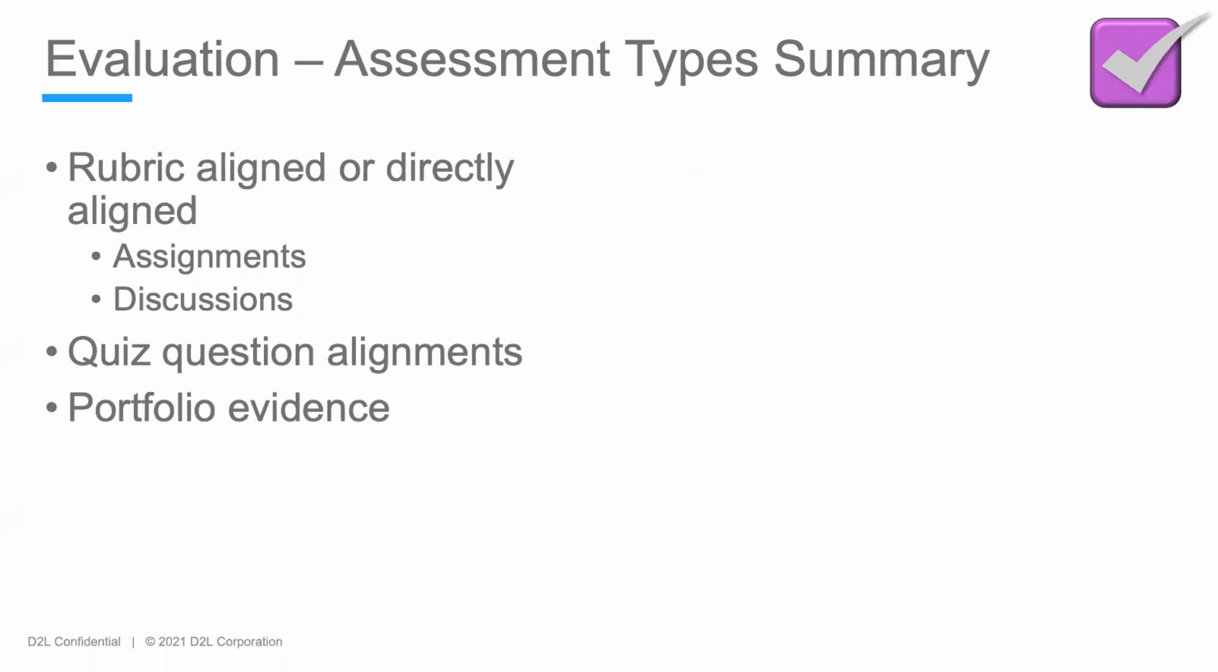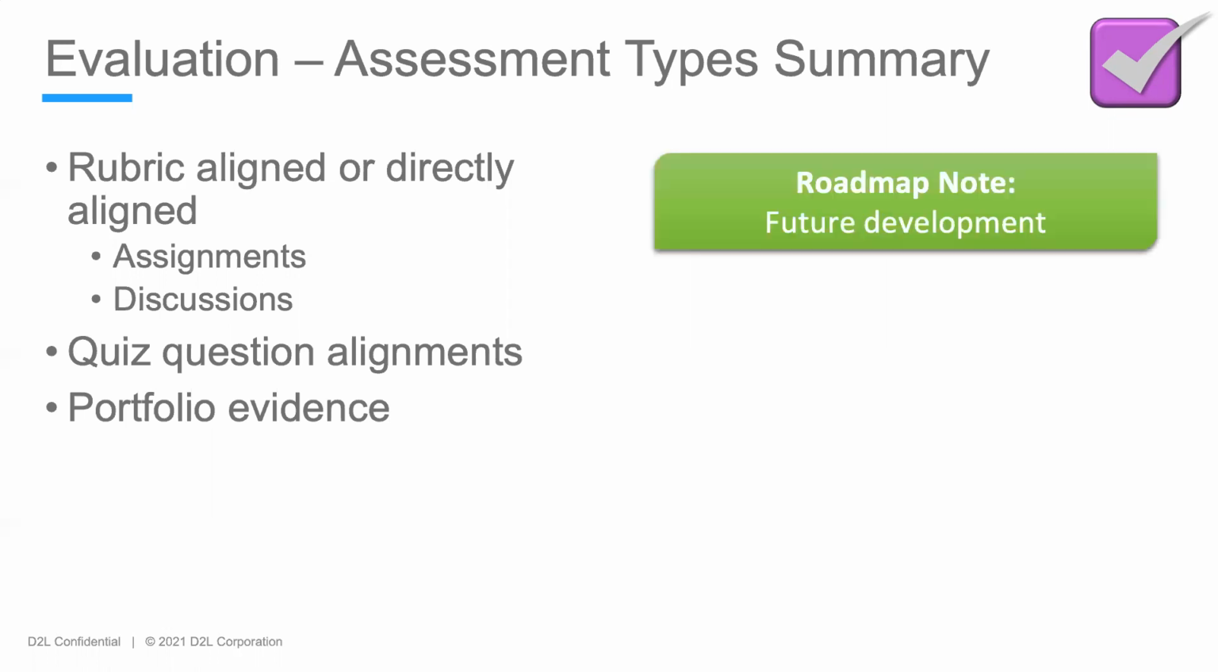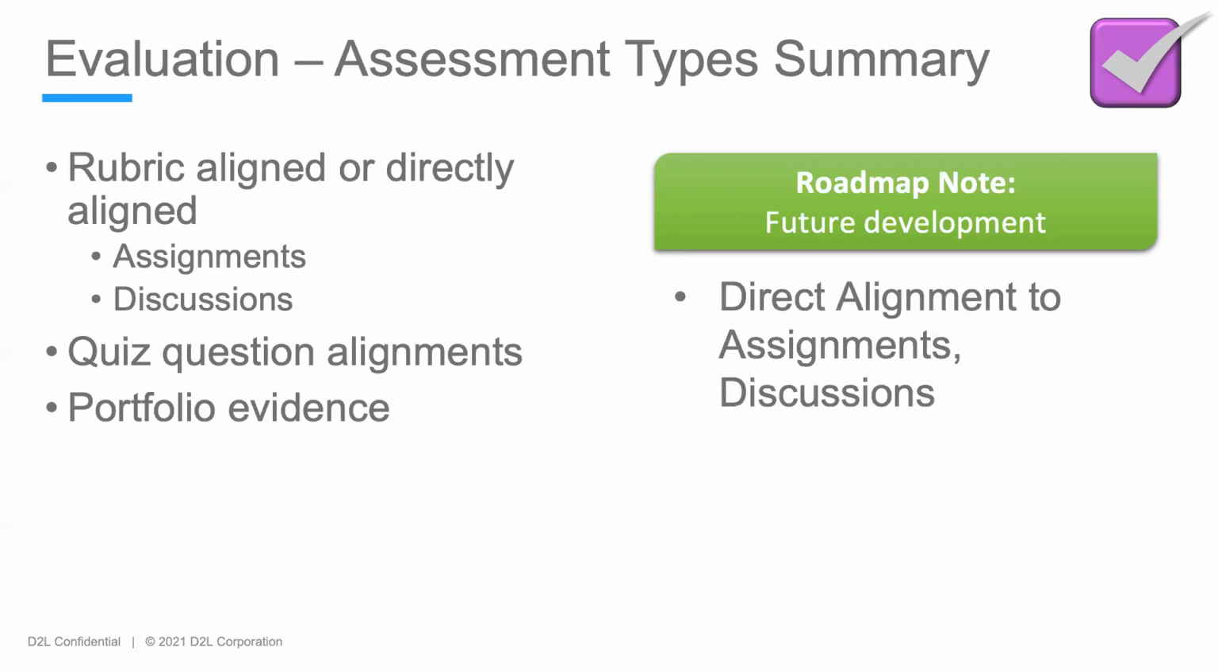You can have outcomes aligned to quiz questions. You can also use outcomes in portfolio evidence. So another quick roadmap note, some future development that's coming. I talked about direct alignment to discussions and assignments. We'll make the suggestions for those. We will also allow outcome alignment to overall score on a quiz. So today, we only support outcome alignment to individual quiz questions, but in the future, we will be adding the ability to align outcomes to an overall score on a quiz.